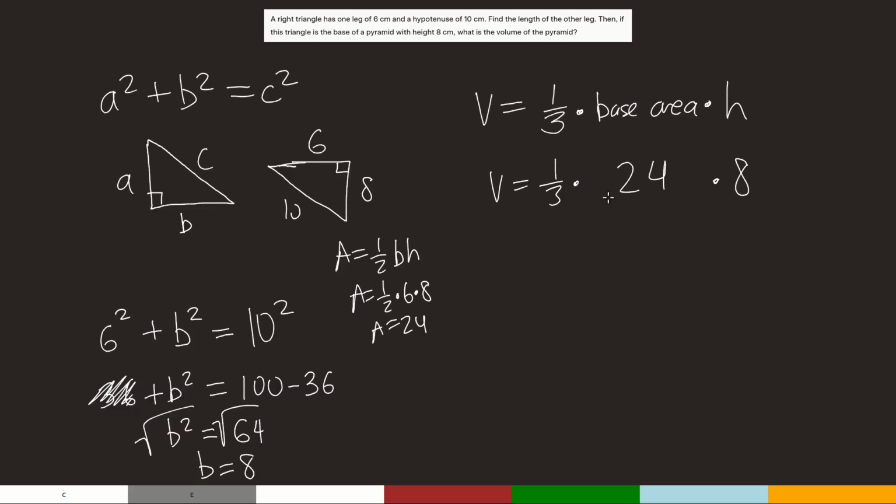And now let's just solve it. 1/3 of 24 is 8. And then 8 times 8 is 64. And since this is centimeters, the volume is going to be 64 centimeters cubed. And then the length of the triangle is going to be 8 centimeters. And we're done.